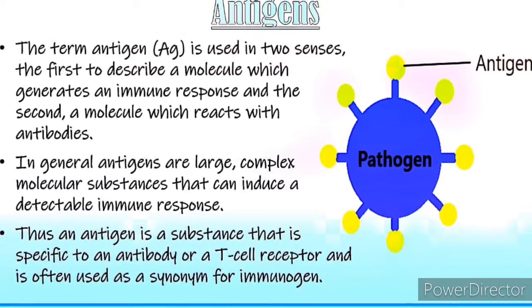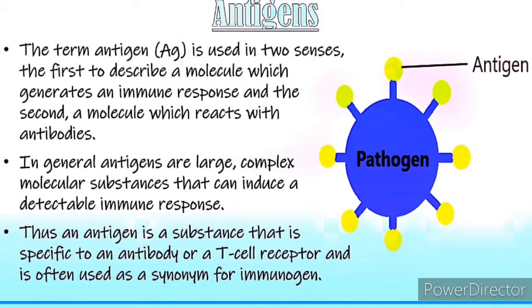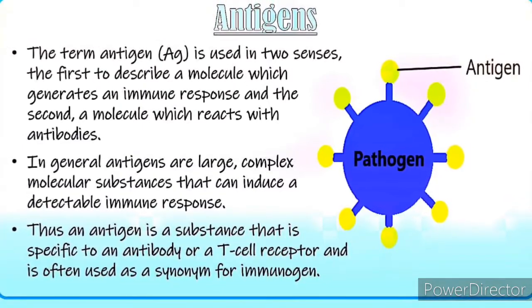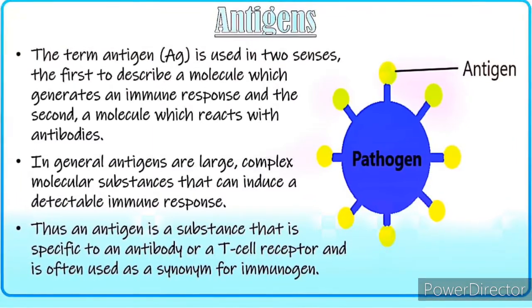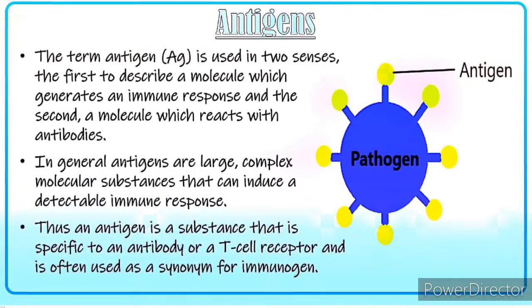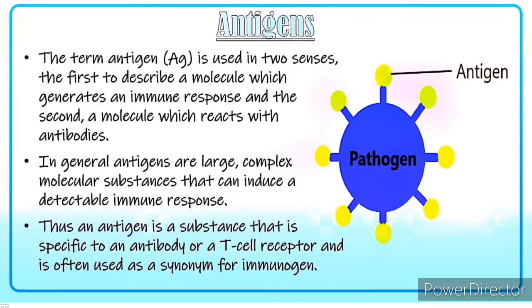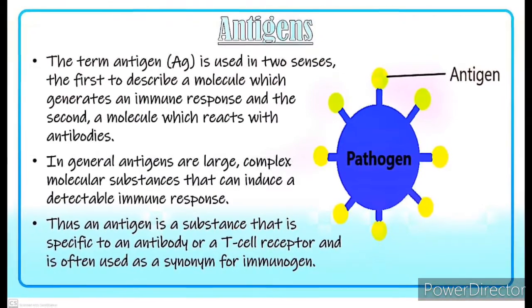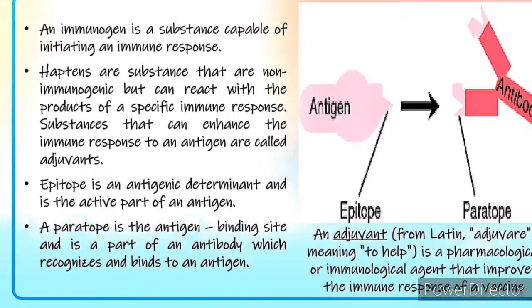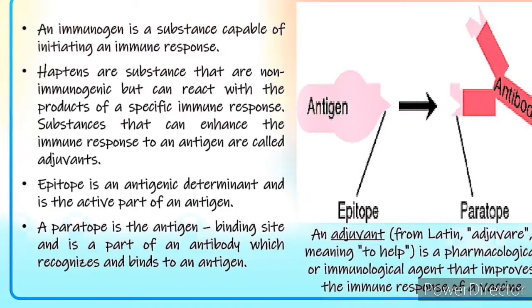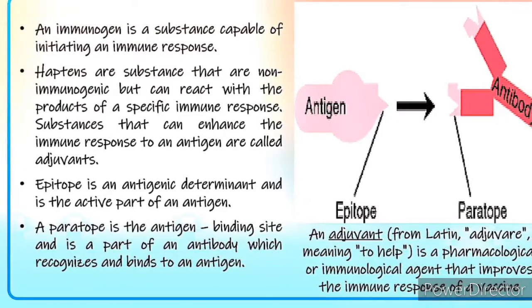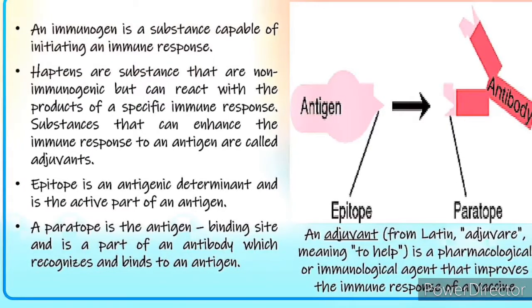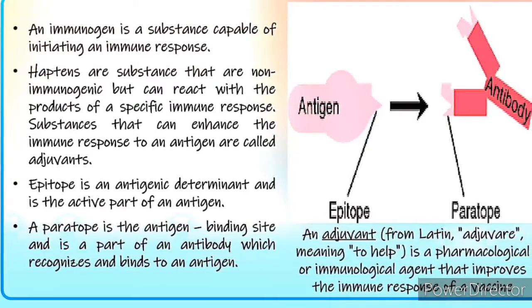Now antigens. Antigens are large complex molecular substances that can induce a detectable immune response. The term antigen is used in two senses. The first is to describe a molecule which generates an immune response. It is called immunogen. It's a substance capable of initiating an immune response. And the second, a molecule which reacts with antibodies. It is haptens. Haptens are substances that are non-immunogenic but can react with the products of a specific immune response.